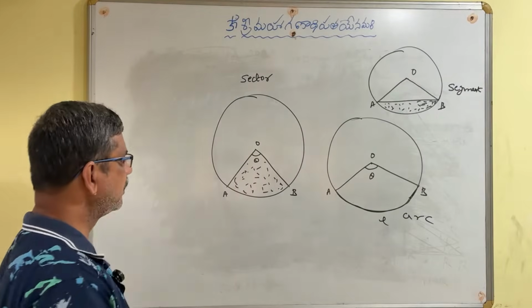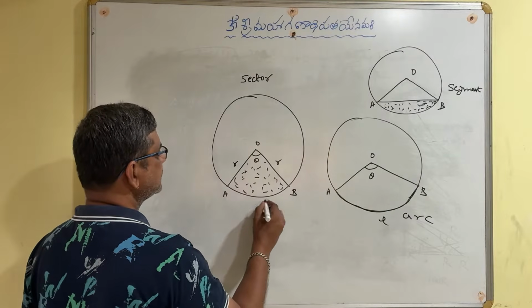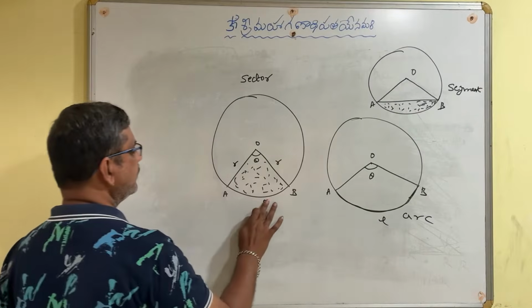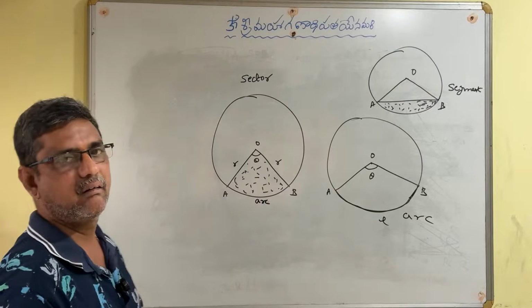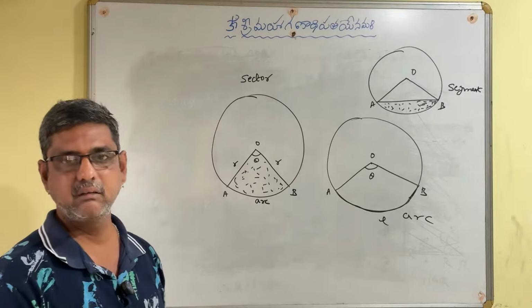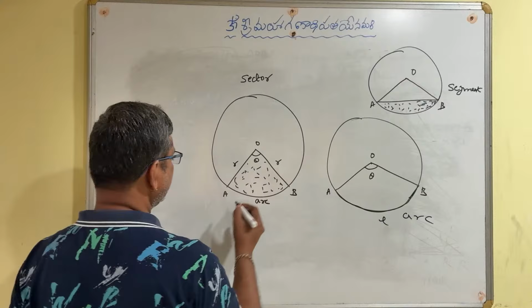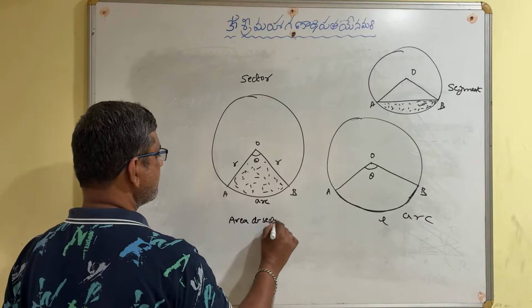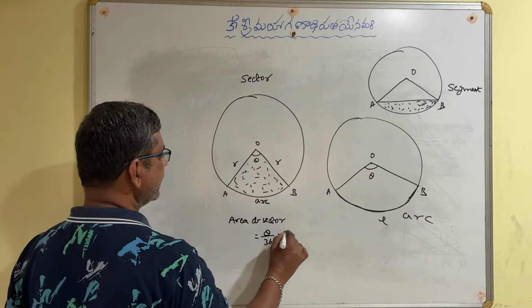Sector is the region bounded by two radii of a circle and its corresponding arc. It is the region bounded by two radii of a circle and its corresponding arc is called sector. We can find out the area of sector using the formula theta by 360 into pi r square.